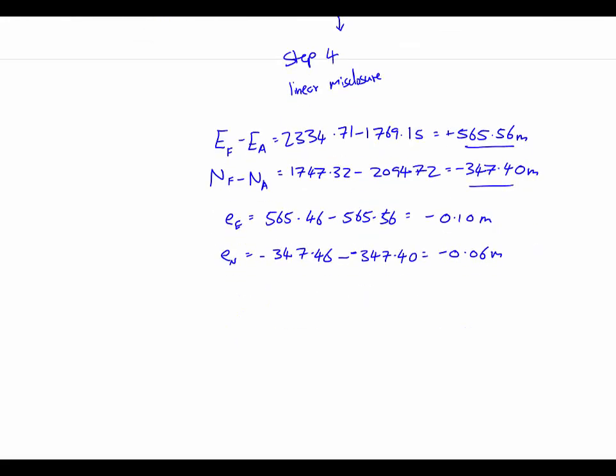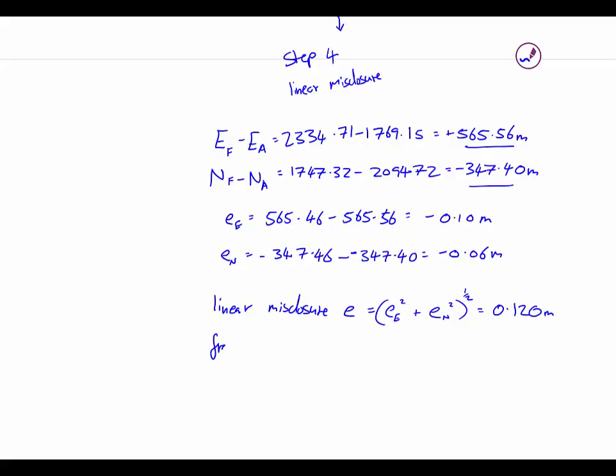If we want to express the misclosure, we need to take the square of this. So the linear misclosure, E, is going to be the Eastings misclosure plus the Northings misclosure, both squared and then square rooted. And we get 0.120. That is our linear misclosure.